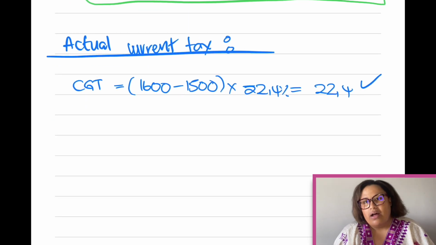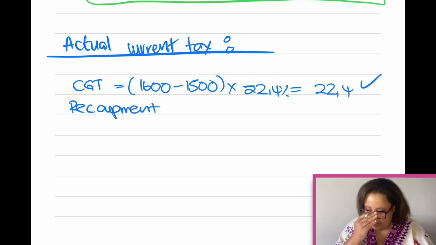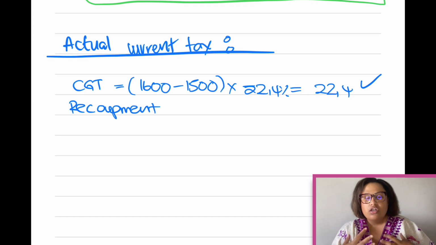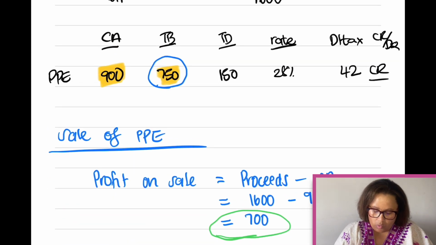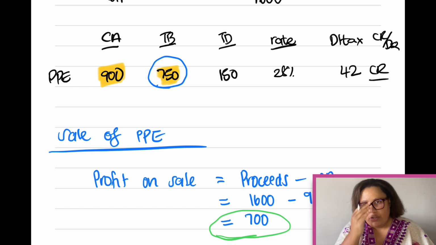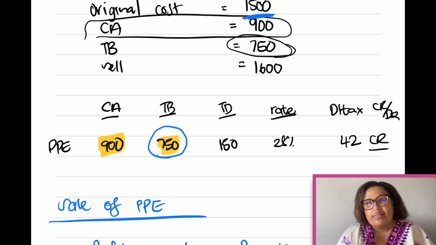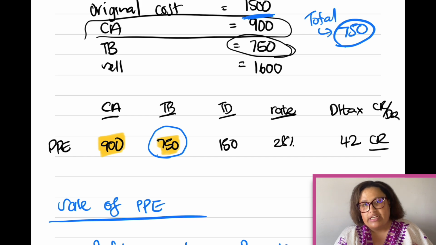Now let's think about the recoupment and what exactly is going on there. When we sell our asset, think about it like this. SARS, the tax authority, has given us allowances all the way down to 750. So if we originally had the asset at an original cost of 1,500, that means in total we actually claimed allowances of 750 thus far. So those are the tax allowances that we've already been granted.